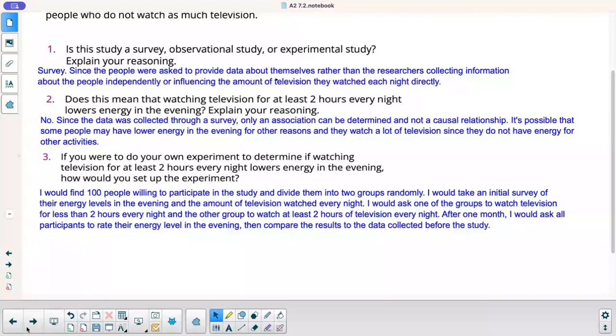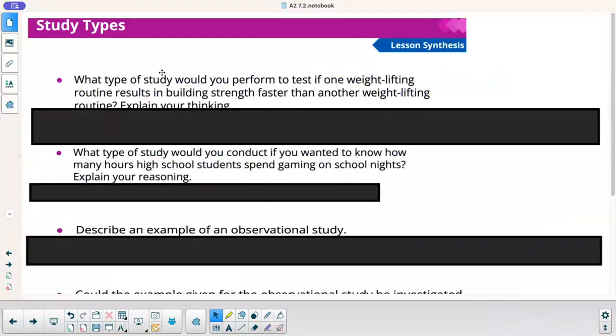So that would be one way to do it. The more people, the more accurate. I just put 100 because it was not a very small number, but obviously more people would be better. All right, what type of study would you perform to test if one weightlifting routine results in better strength faster than another weightlifting routine?